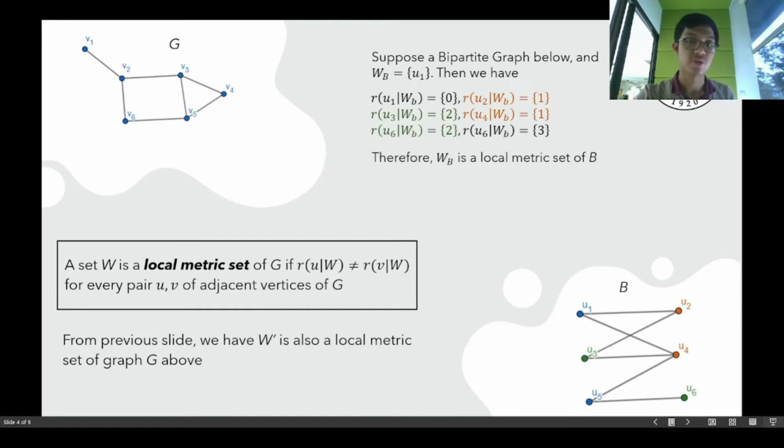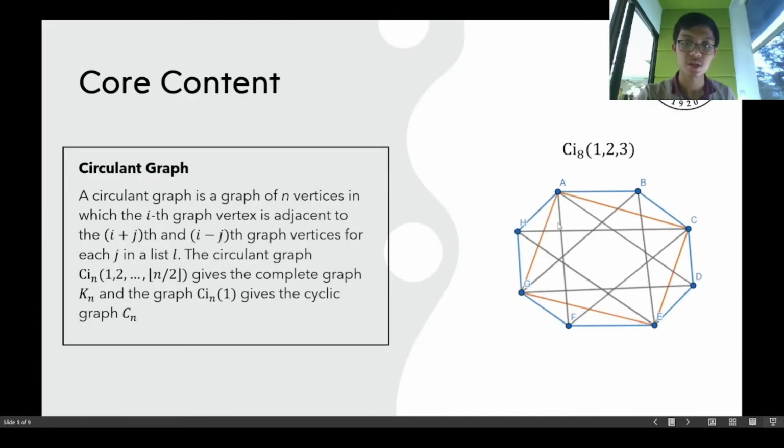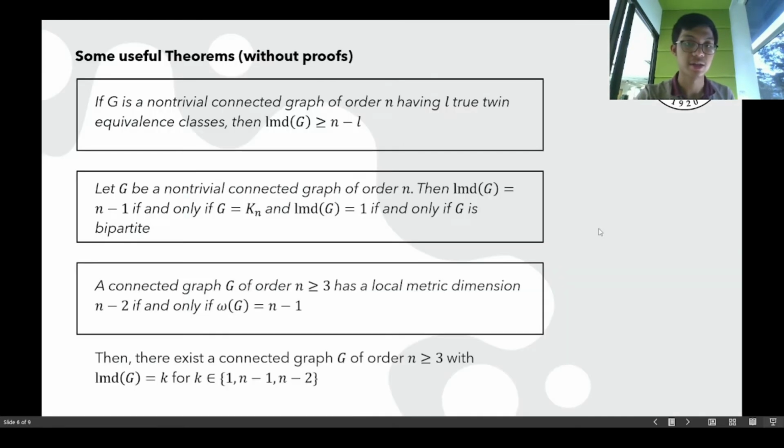In the previous slide, we already defined the metric dimension. We also have the local metric dimension, which is the analog: the minimum possible cardinality of a local metric set of G, denoted by LMD G. For my further results, I will use the circulant graph, which is defined here. On the right side is an example of a circulant graph with parameters 1, 2, 3 and order 8.